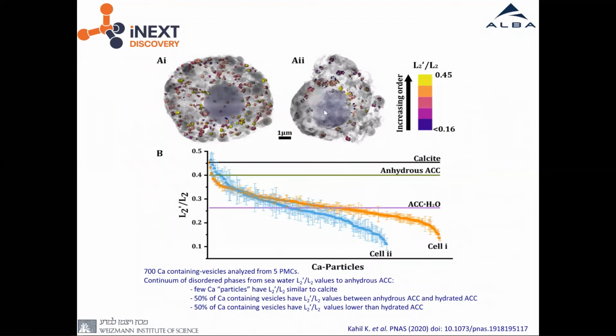So by doing this in 5 different cells and analyzing 700 calcium-containing vesicles of these 5 primary mesenchymal cells, what you could see is that you have a continuum disordered phase from seawater to calcite, but most of your calcium-containing vesicles are between the seawater level and the hydrated amorphous calcium carbonate, and the other half are from the hydrated amorphous calcium carbonate to the anhydrous calcium carbonate.